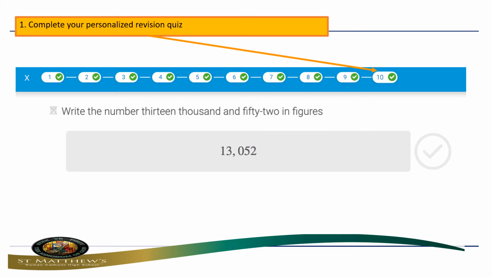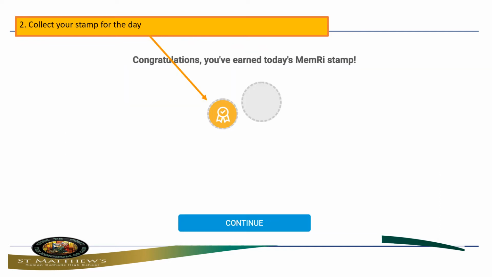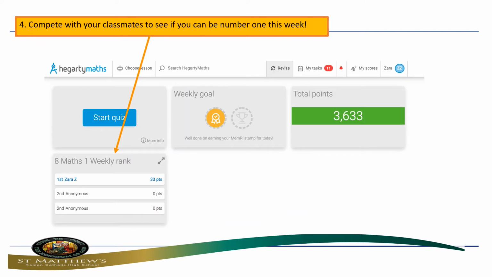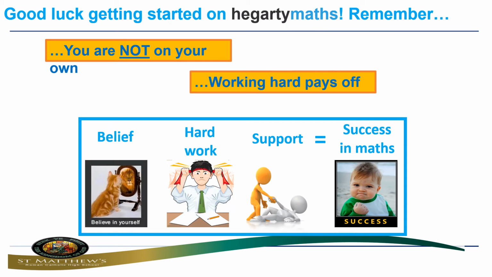This is what an example of questions looks like on Hegarty Maths. You will be given personalized revision quizzes as well, which you can complete on your own at home. After completing your personalized quizzes, you will be getting stamps which you'll be collecting. Also, you can compete with your classmates and try to be the best in a given week. So remember, you are not on your own, and working hard pays off.